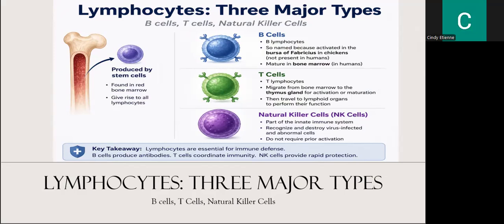Natural killer or NK cells are part of the innate immune system and provide rapid protection by destroying virus-infected and abnormal cells. When you understand this, you'll be able to form the foundation of the adaptive immune response, and these are frequently a question that they usually ask in the NCLEX.